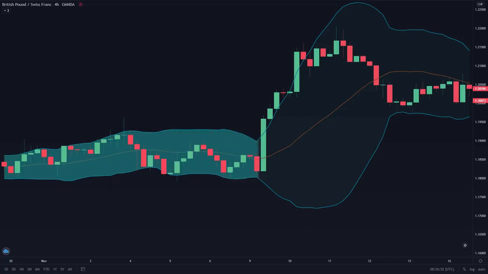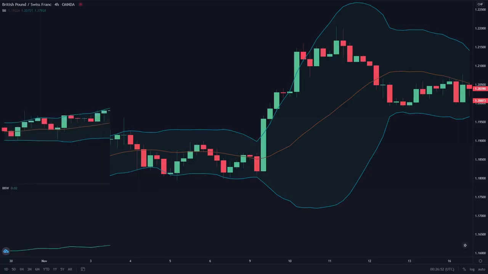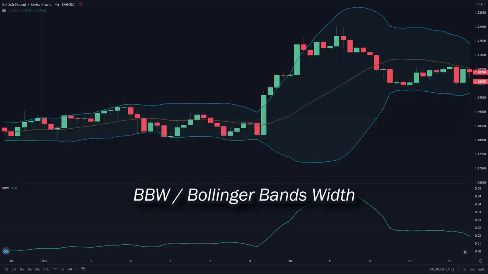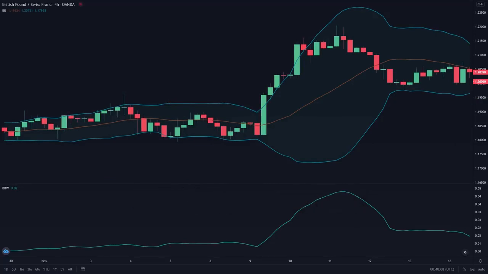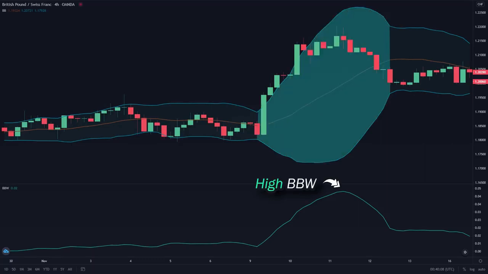Next, the two bands must be close to each other. I like to make my job easier by using an indicator called the BBW, or also known as the Bollinger Bands width. This indicator shows how far apart the bands are. If the BBW is low, meaning that the gap between the two lines are close. And if it's high, meaning that the gap is further apart. Note that the two indicators needs to have the same settings for it to work.